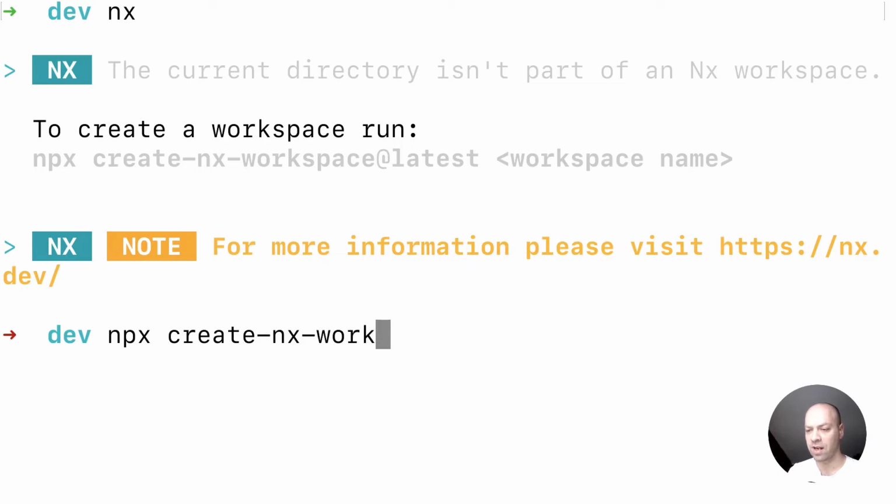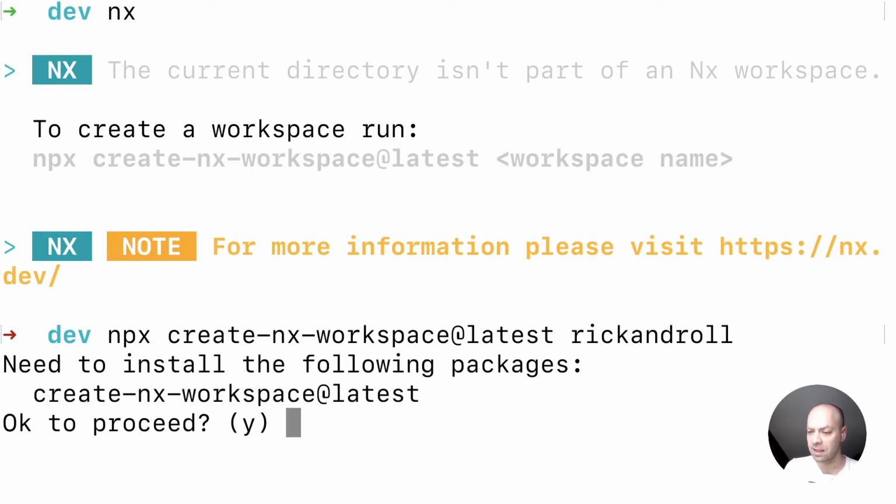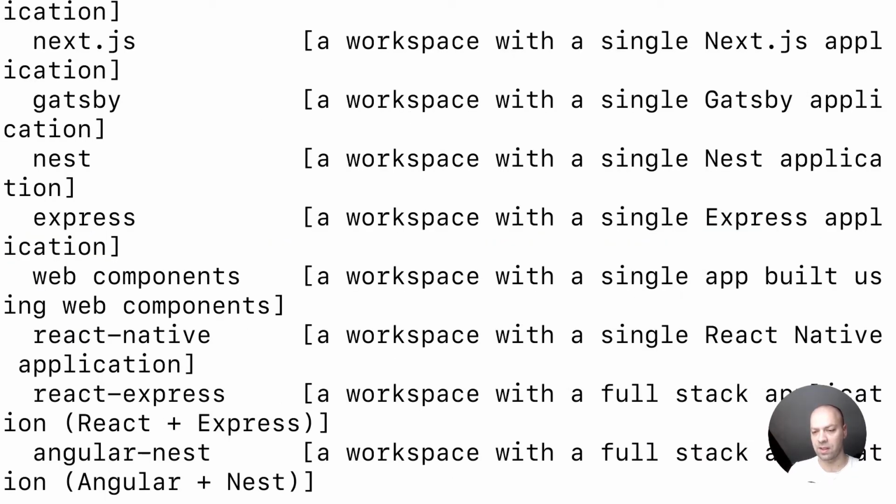So npx create-nx-workspace@latest. This will just give us the latest version of the NX boilerplate code. And our project name, as we decided in the previous tutorial, is rickandroll. That will be the name of the directory for all of our files, but also the project name that NX uses as well. So if we run that, it should create a new directory for us to put all this stuff in. And it's just saying that we need to install this package as well. So let's just say yes to that.